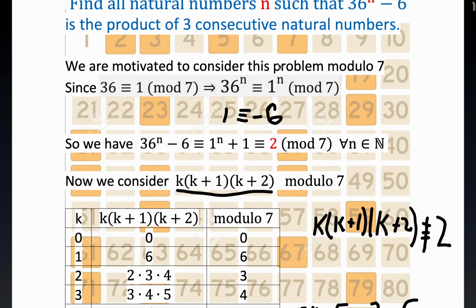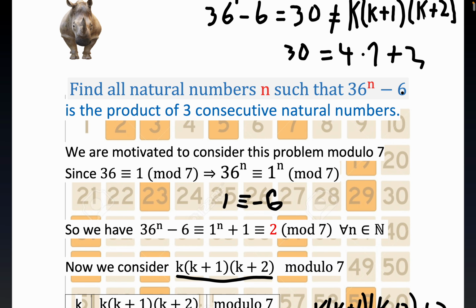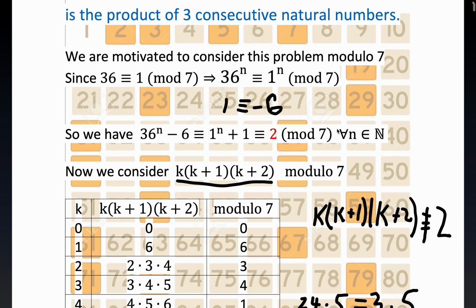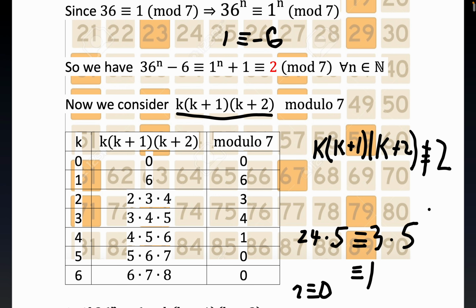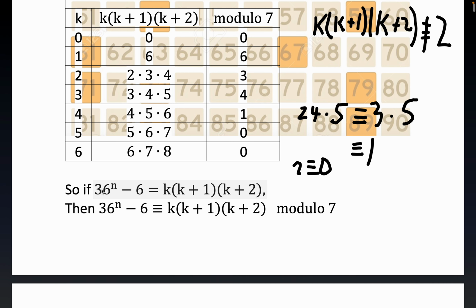since we know that this guy right here always leaves a remainder of 2 when divided by 7, and 3 consecutive integers never can leave a remainder of 2, right? Okay, so I could say QED next video, but I'll just go ahead and be a little more thorough about it. So if 36 to the n minus 6 is equal to 3 consecutive integers, then they're certainly congruent to each other, but this is impossible because this side right here is congruent to 2 for all n, and this side right here is never congruent to 2 for all k.